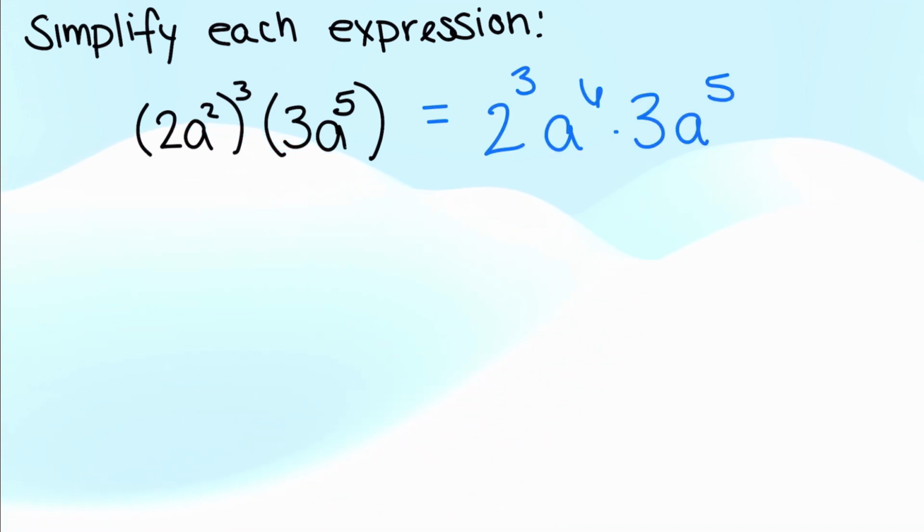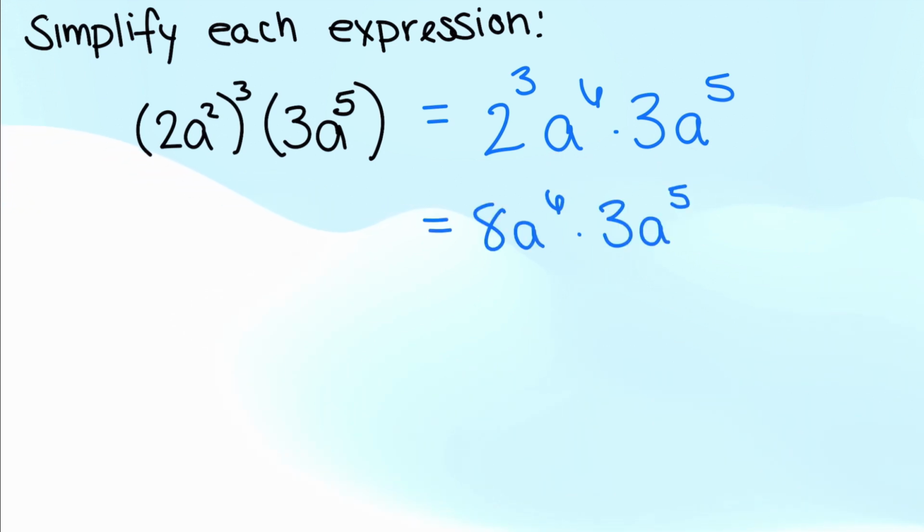So that becomes 2 to the 3rd. And then with the a squared, we multiply the exponents. 2 times 3 is 6. So that becomes 2 to the 3rd, a to the 6. And then we still have that 3a to the 5th. 2 to the 3rd is 8. 2 times 2 times 2 is 8. So now I've got 8a to the 6 times 3a to the 5th. 8 times 3 is 24. a to the 6 times a to the 5th, we add those exponents. 6 plus 5 is 11, and so my final answer becomes 24 a to the 11th.